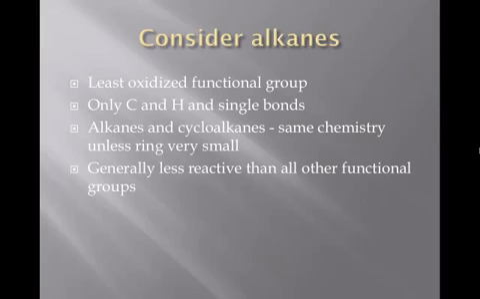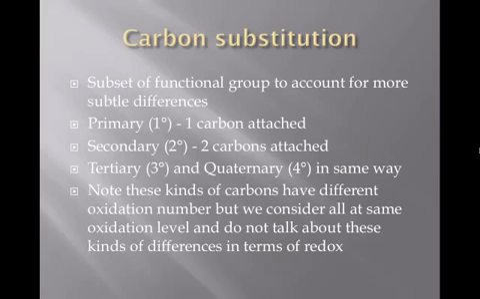There are alkanes and cycloalkanes, but in general they're going to have the same chemistry unless the ring size is very small, and they're generally going to be less reactive than all other functional groups. The reason why I like to talk about oxidation level rather than oxidation number is that there's a subtle difference from one alkane carbon to another, and that relates to the number of carbons versus the number of hydrogens that are attached to that particular carbon you are looking at.